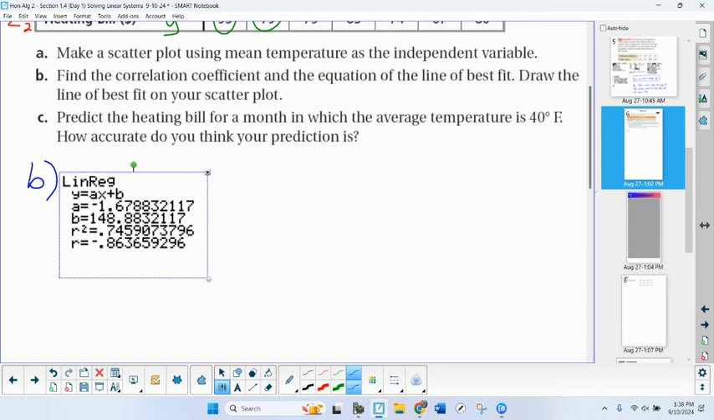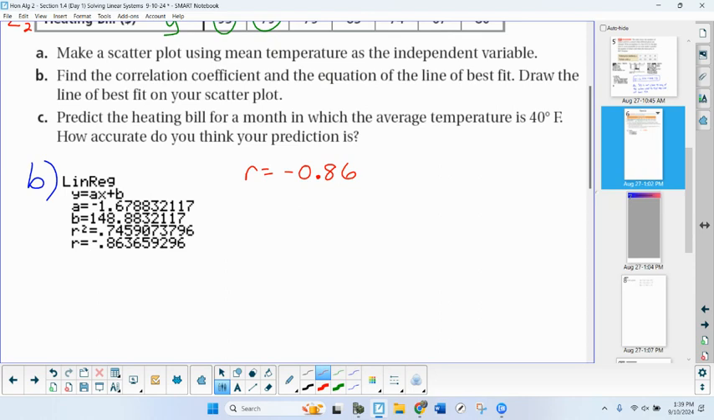Okay, I get this. So first things first, what is the correlation coefficient, Landry? Negative 0.86. So it's a fairly strong negative correlation. Does that make sense? As the temperature goes up, what happens to your heating bill? Goes down. Or as the temperature goes down, what happens to your heating bill in the winter? Goes up. Okay, so yeah, it's negative correlation, and our graph showed that negative slope.